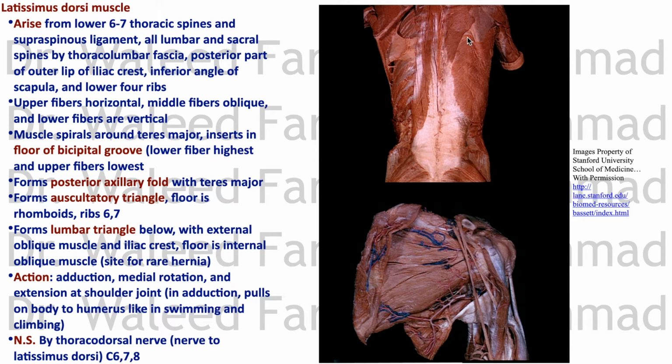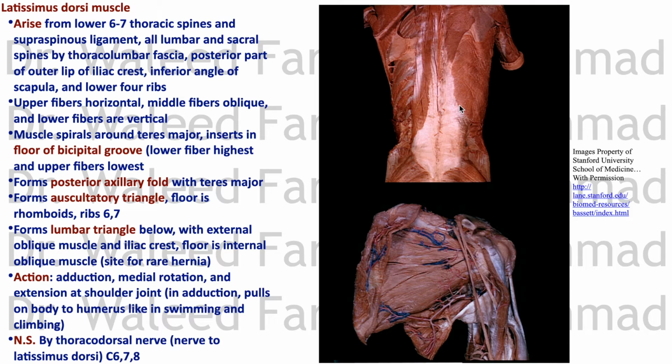Also down there, it forms another triangle: the back border of the external oblique, the anterior border of the latissimus dorsi, and the iliac crest. This is the lumbar triangle. The floor is formed by the internal oblique muscle. This is a site for a rare hernia.